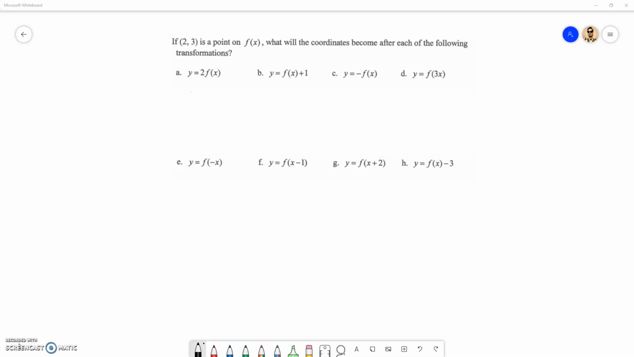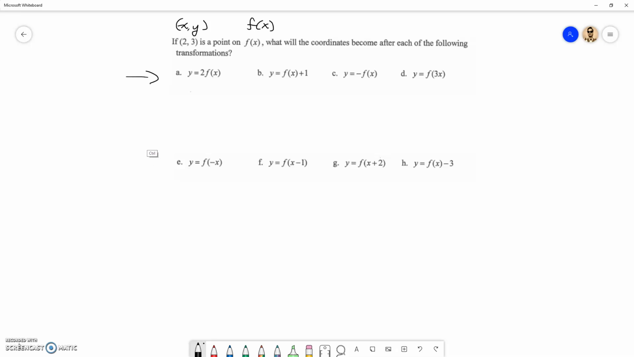So if I have some point (2, 3), and it's on some function f(x), I don't know what that function looks like. I want to determine what the coordinates of this point will become after each of these transformations we see here.